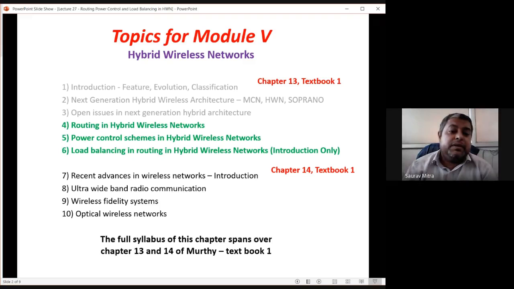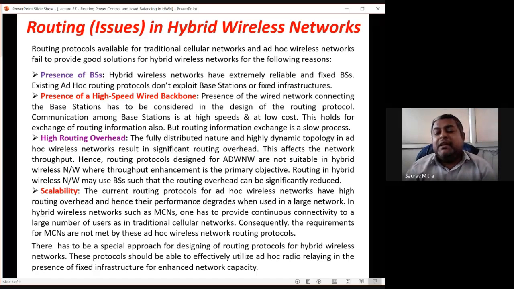So the first two topics, that is routing and power control, and load balancing in introduction, will be our topics of discussion today. So what are the routing issues in hybrid wireless network? There is only one slide of explanation. Why do we require a special kind of routing in hybrid wireless network? There are mainly 4 points we will see. And from now onwards, whatever discussion happens, you will find we have discussed the same points in case of previous ad hoc networks. So the discussion will be understood by you, but you only have to remember all these points.